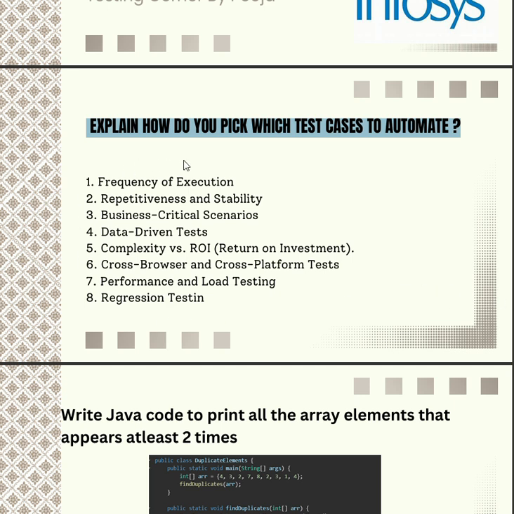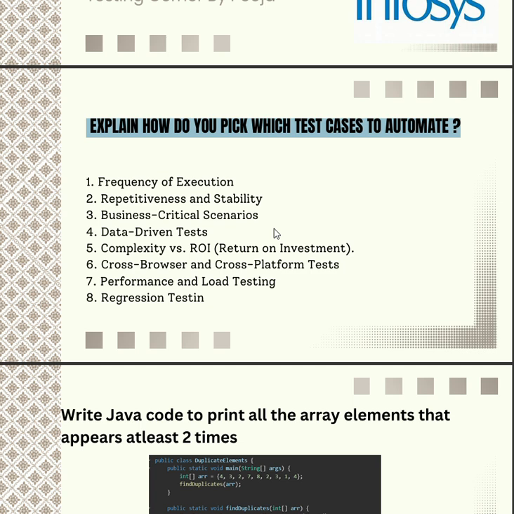We have to cover all these points while picking the test cases for automating. So now, what should I avoid automating? Exploratory testing, usability testing, and one-time execution test cases requiring human judgment. So when we pick test cases for automation, we avoid exploratory test cases, usability test cases, one-time execution test cases and simple test cases.